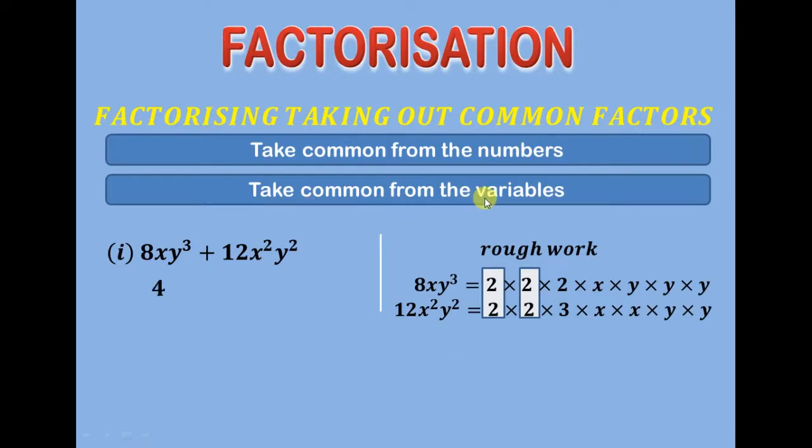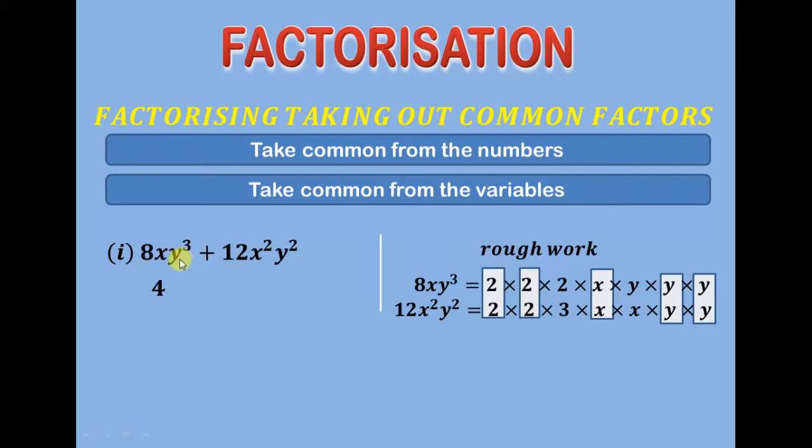Next I need to take common from variables. Variables means any alphabets, x, y, a, b, whatever. So now common is x and y. Whenever we take the common from the variables, we need to check our smallest power. What do you mean by small power? The power of x here is 1 and the power of x here is 2. So the small power is 1, so I'll take x common. That means x raised to the power 1 will come out.